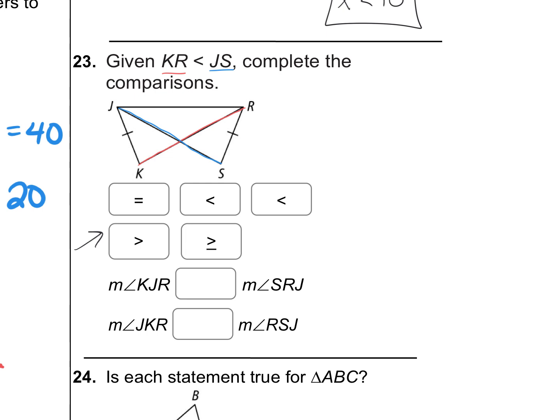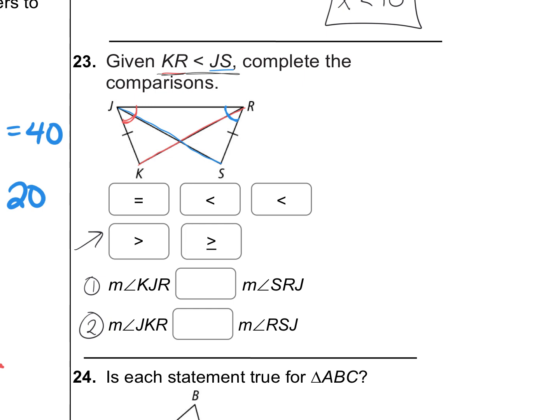So we have two questions down here. The first one says measure of angle KJR, so that's this angle here. What is it compared to SRJ, which is here? How do we know the size of those?